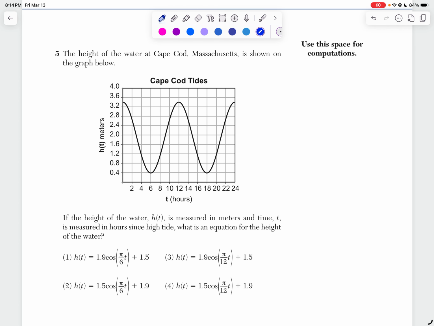Okay, number 5. The height of the water at Cape Cod, Massachusetts is shown on the graph below. We have a nice little cosine curve. If the height of the water, h of t, is measured in meters and time t is measured in hours since high tide, what is an equation for the height of the water?